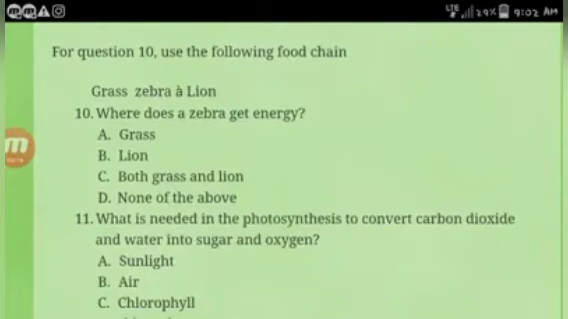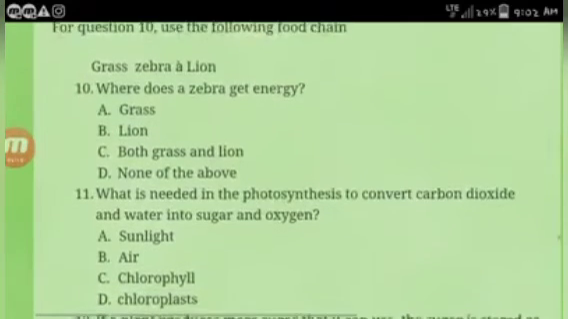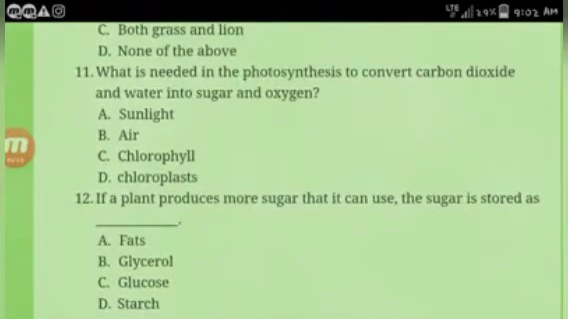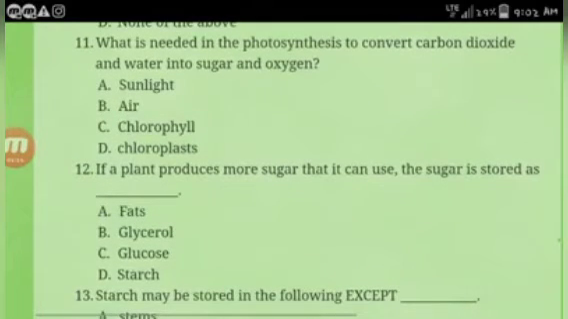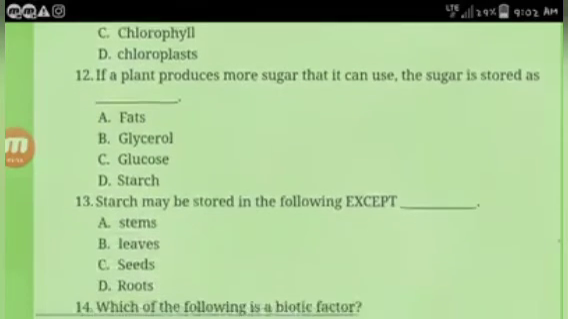It's a food chain. Where does the zebra get energy? Of course, it's very obvious, it's from the grass. Number 11, what is needed in the photosynthesis to convert carbon dioxide and water into sugar and oxygen? Of course, it's sunlight, okay? Through chlorophyll, and the photosynthesis actually is taking place in the chloroplast.